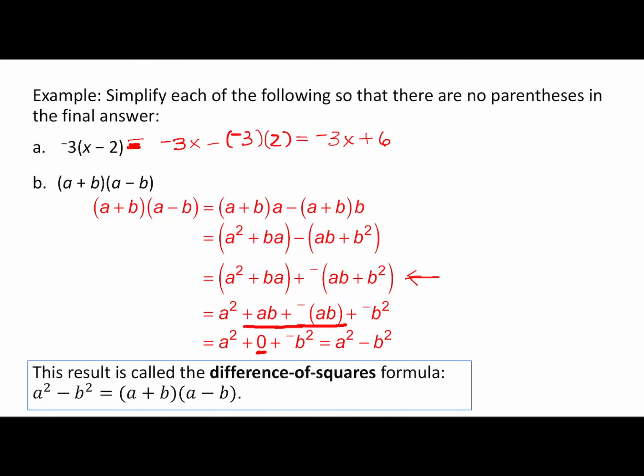This form is called the difference of squares formula. So in general, if I have a difference of squares, so an a squared minus b squared, it factors as the quantity a plus b times the quantity a minus b.